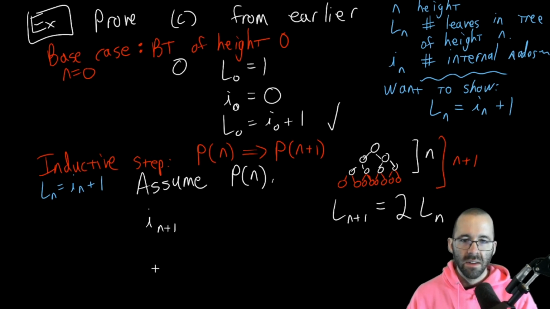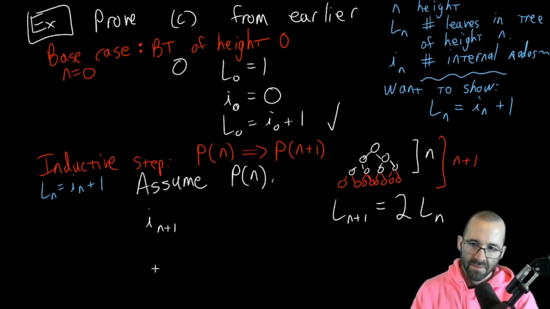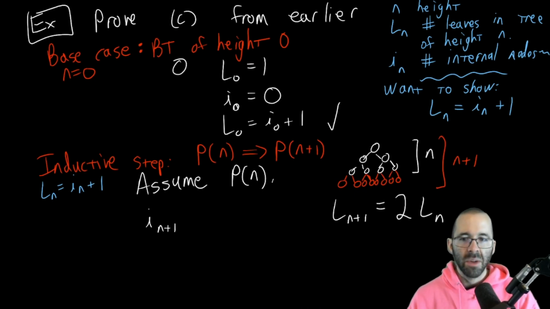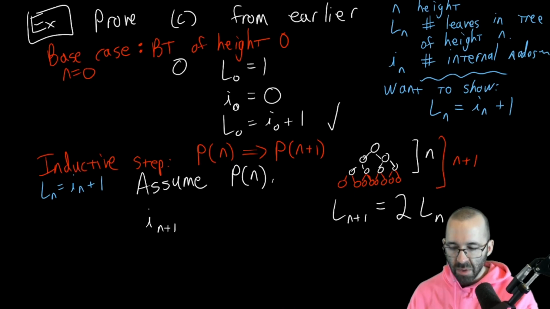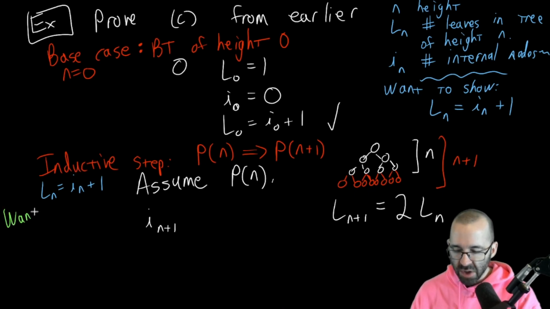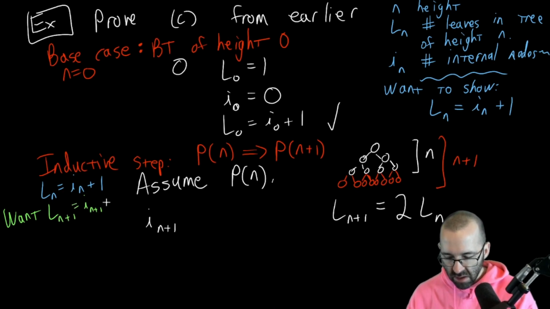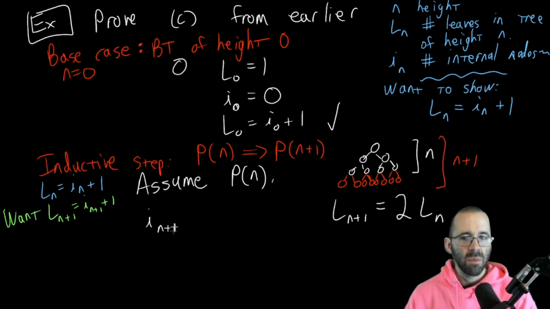All right. So now what is I sub n plus 1? Because again, blue is what we're assuming, and we want to show it for the next one. We want P of n plus 1, which is we want this. And that's why we're trying to find what L sub n plus 1 and I sub n plus 1 are. Because we're assuming blue to be true. We're saying, does blue mean green?